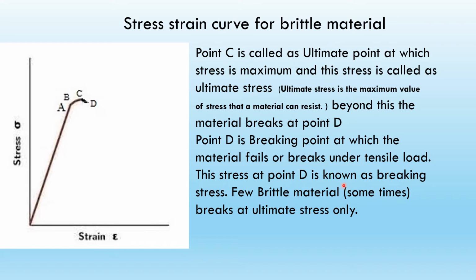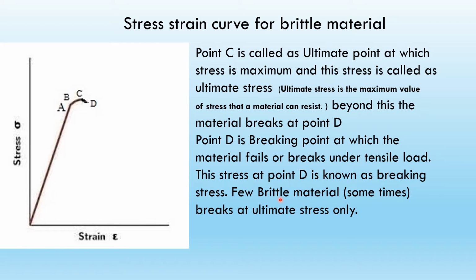Then this is the point C, which is called the ultimate point, and at which the stress is maximum, and this stress is called the ultimate stress. Ultimate stress is the maximum value of stress that a material can resist. Beyond this point the material breaks at point D. Point D is a breaking point at which the material fails or breaks under tensile load. This stress at point D is known as breaking stress.